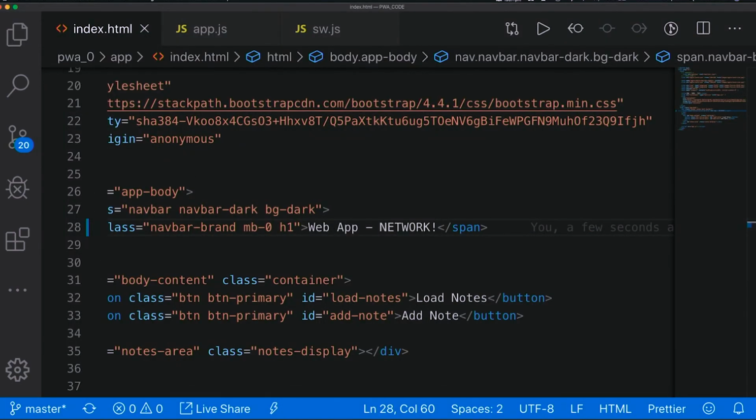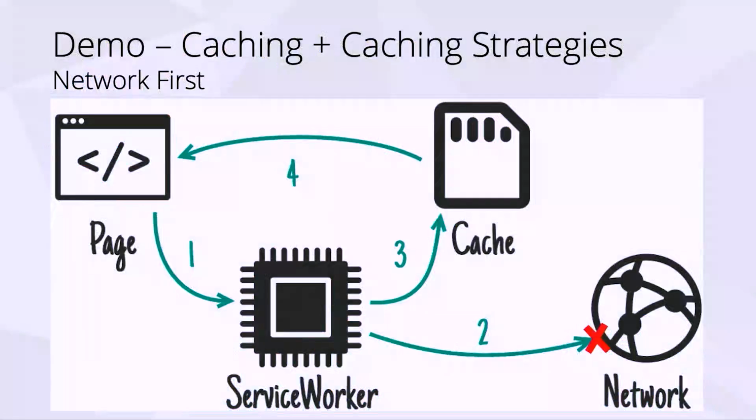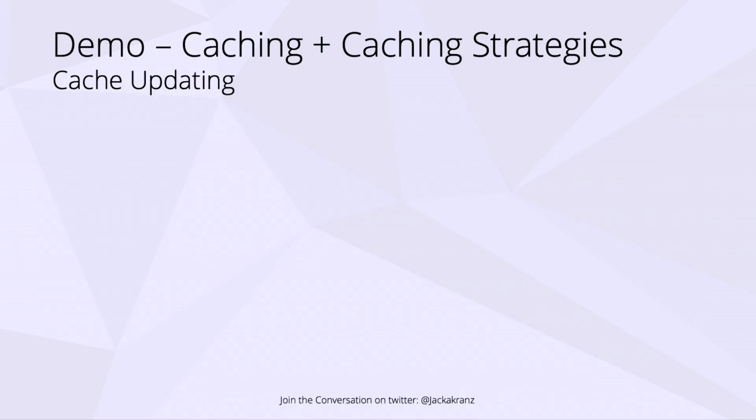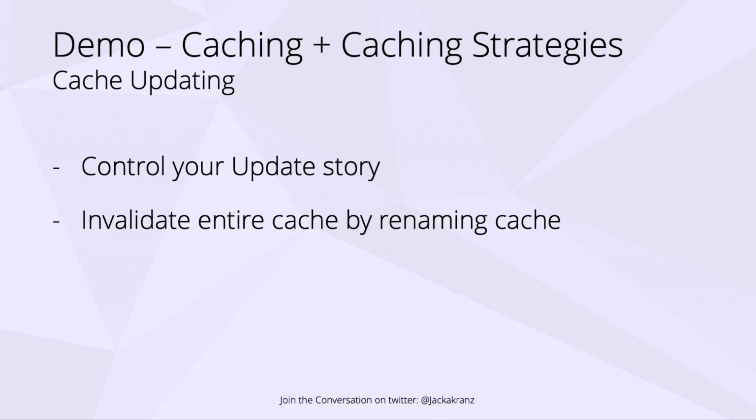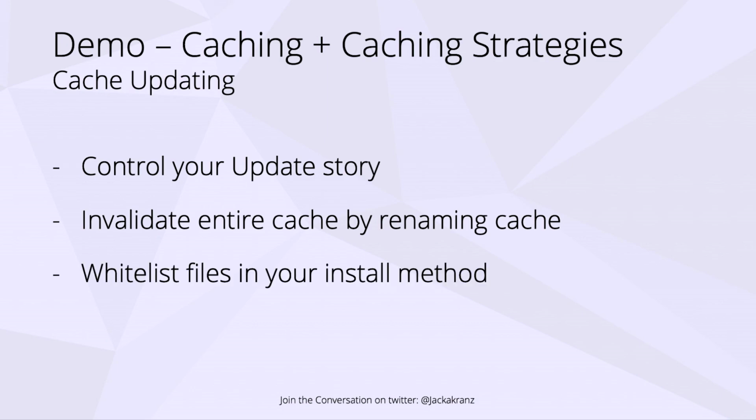All right, so the whole story around getting the fresh content, not getting the fresh content brings up an interesting point. And that is, how do we go about updating our cache and updating our app? There are a few ways to do this to control your update story. You can invalidate the entire cache just by changing that cache name in your service worker. So that's probably the best way if a brand new version comes out and you don't want any old data to be there. And you can also do what I call whitelisting, and you can recache some files in your install method and whitelist certain ones. I'll show an example of what that code looks like.